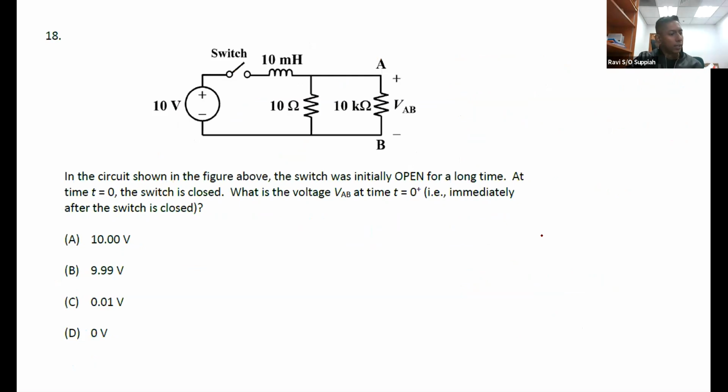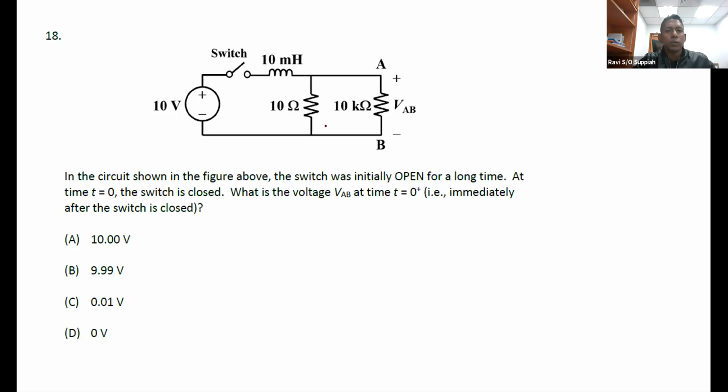Okay, then question 18. 16 and 17 are not there because those were AC related questions. So in question 18, you have a circuit where the switch was initially open for a long time. At time t equals 0, the switch is closed. What is the voltage VAB at time t equals 0 plus, immediately after the switch is closed?